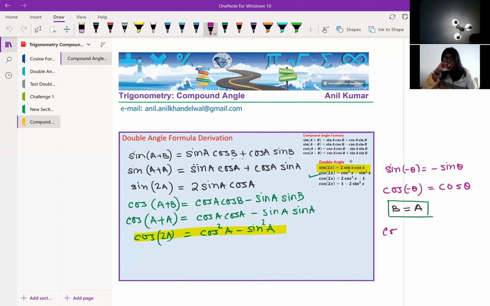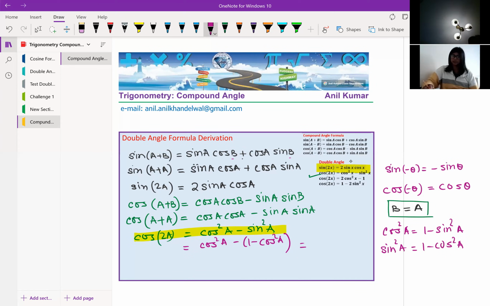What is cos square A? Cos square A can also be written as 1 minus sine square A, and sine square A can be written as 1 minus cos square A. So in this particular formula, if I replace sine square A by 1 minus cos square A, what do I get? Cos square A minus 1 minus cos square A. This minus becomes plus, and I get 2 cos square A minus 1. So that gives me the third formula.